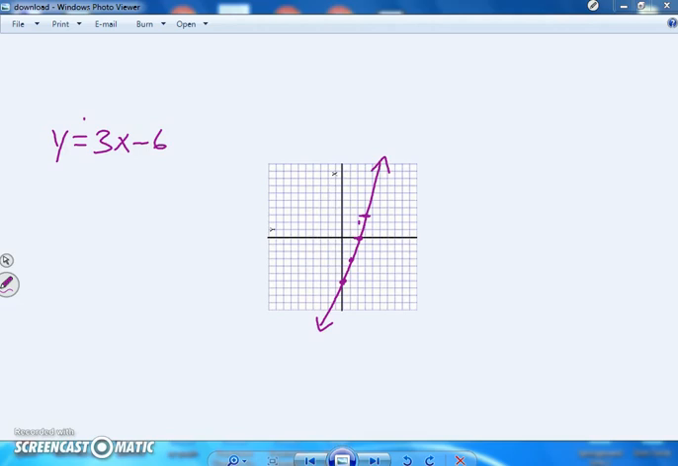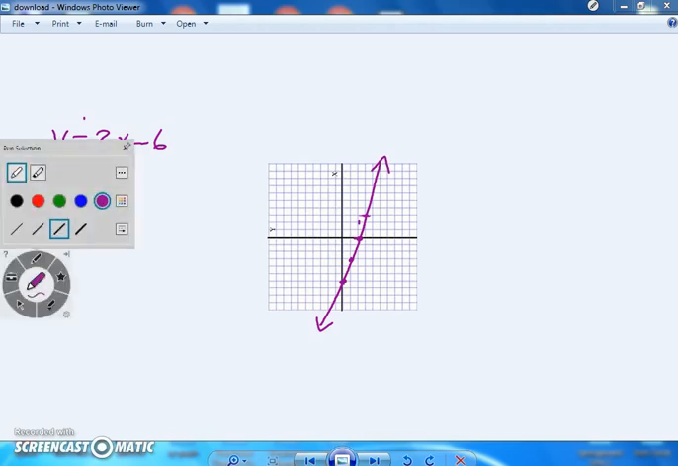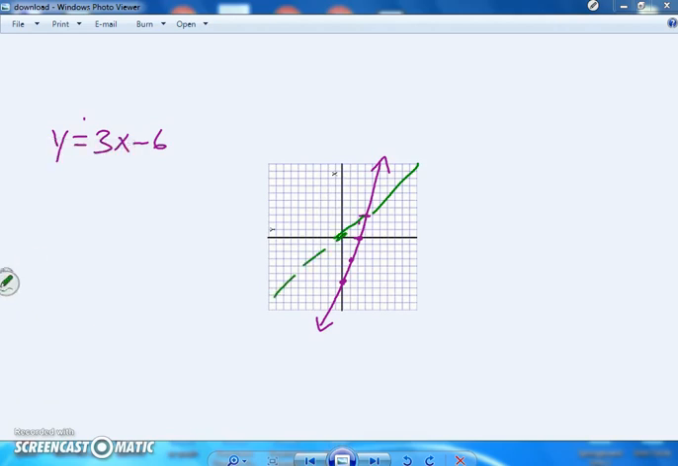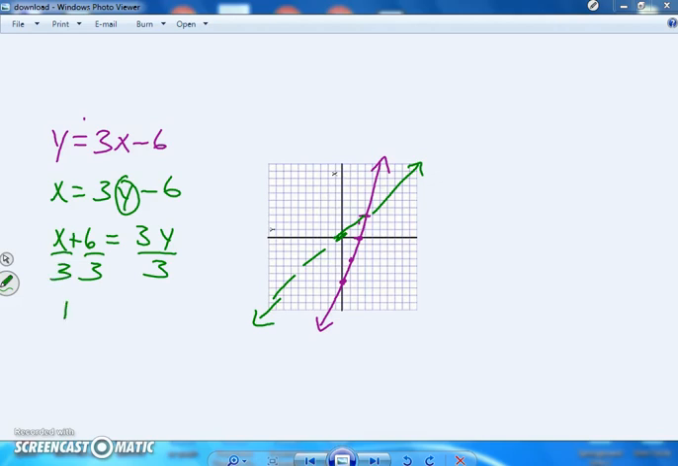Now it says to graph the line y equals x. The line y equals x looks like this. Now graph the inverse line. Switch the x and the y. Get the y by itself. You add 6 over. Divide everything by 3. You should get 1/3 x plus 2 equals y.